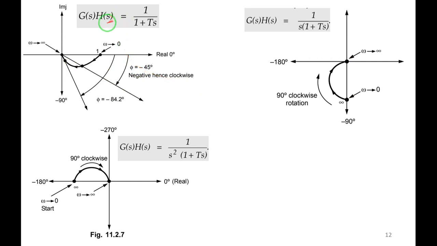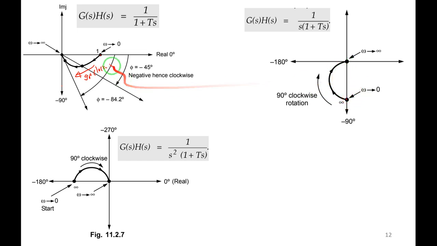You can observe here. We have solved for G of s into H of s equal to 1 divided by 1 plus ts. This is the plot. The rotation is 90 degree clockwise, right? This we have seen, 90 degree clockwise. Next, if for this I add one pole at origin, meaning 1 by s into 1 plus ts, what will happen? The starting point shifts by 90 degree here and the plot will come here like this. That has been shown here. You can see here, right?